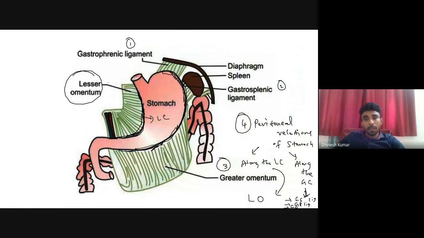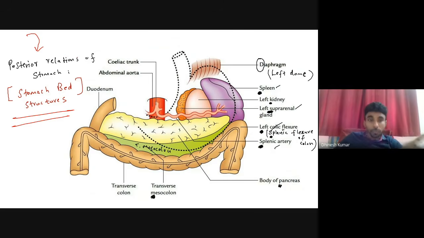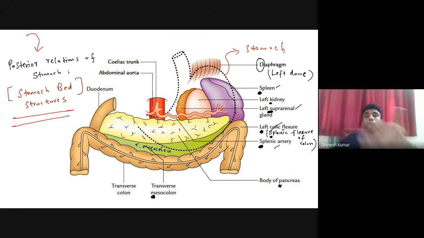Now, in this diagram, we have already studied the 4 peritoneal relations of the stomach, isn't it? Fine. Another possible sub-question for the stomach specimen is what are the various structures forming the stomach bed, or what are the posterior relations of the stomach? These dotted lines indicate the outline of stomach. So what are the structures located behind the stomach?